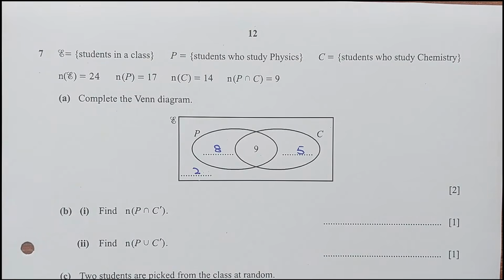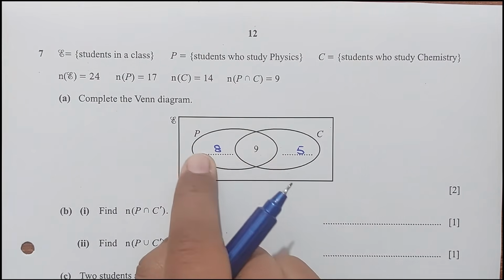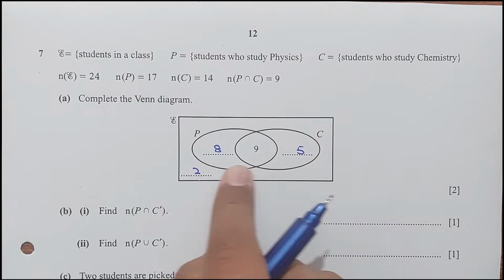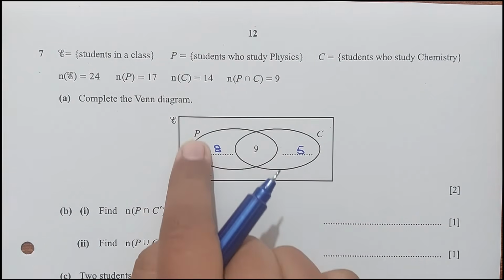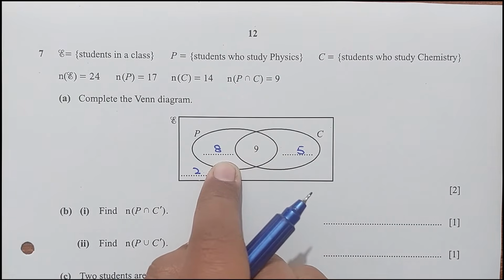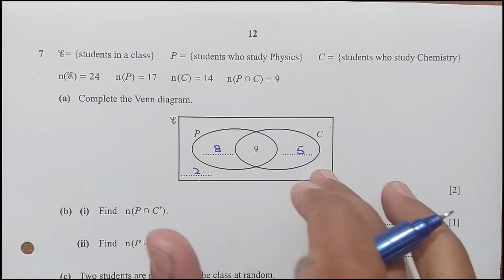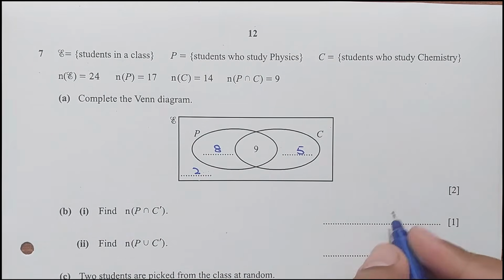Right. Now part B, number 1, find the number of students in P intersection C complement. So this is P and this is C complement, the region that is outside of C. So P and C complement is the region outside of C and its intersection with P. So this is just 8 left.